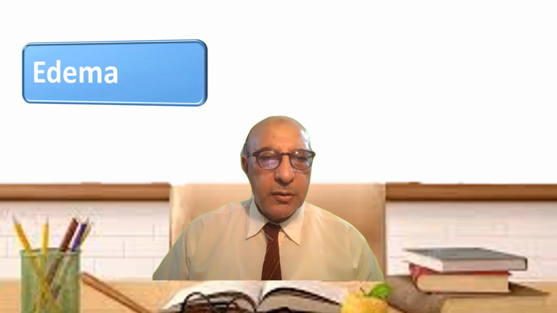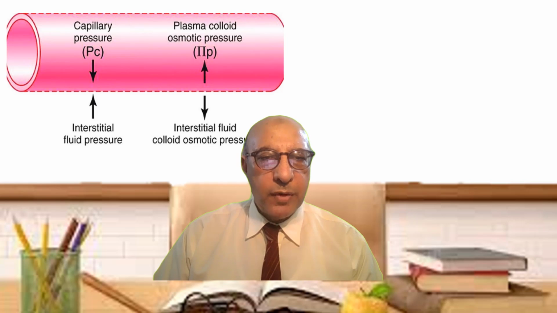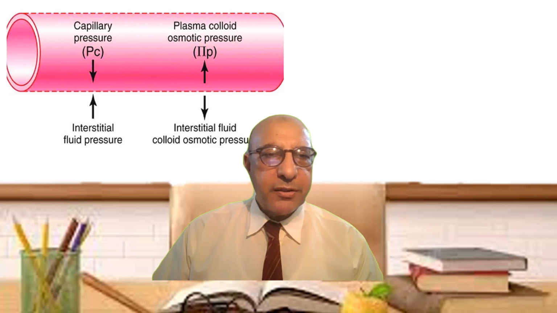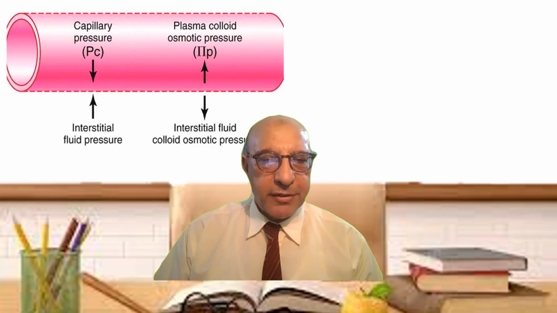Actually, the control of the passage of fluid from the capillaries to the interstitial space is simply controlled by a combination of mainly 2 factors. Within the capillary, we have what is called the capillary pressure, or the hydrostatic pressure. This is the pressure exerted by the fluid on the capillary wall, which tends to push the fluid out of the capillary to the interstitial space.